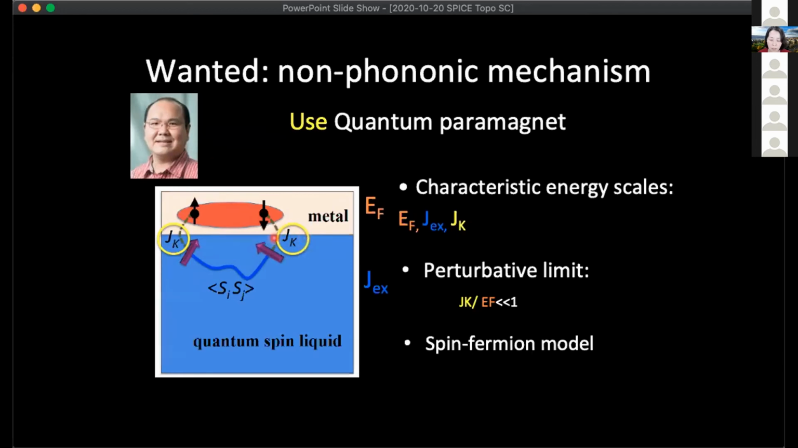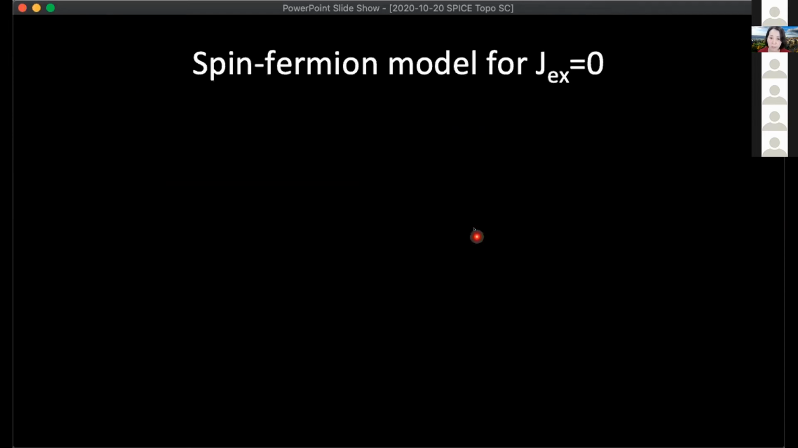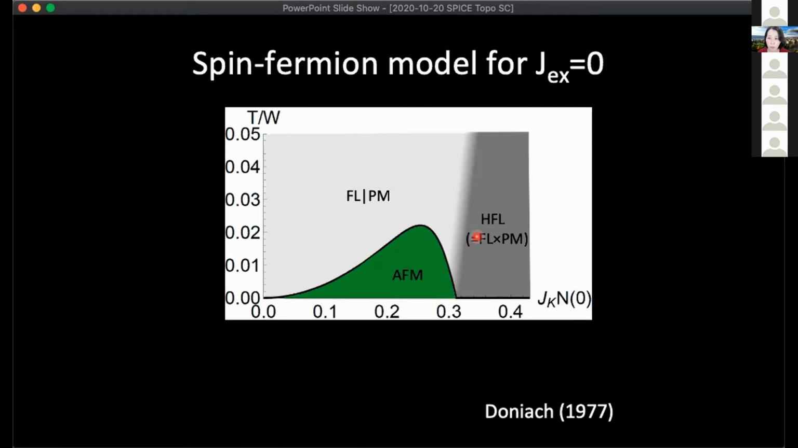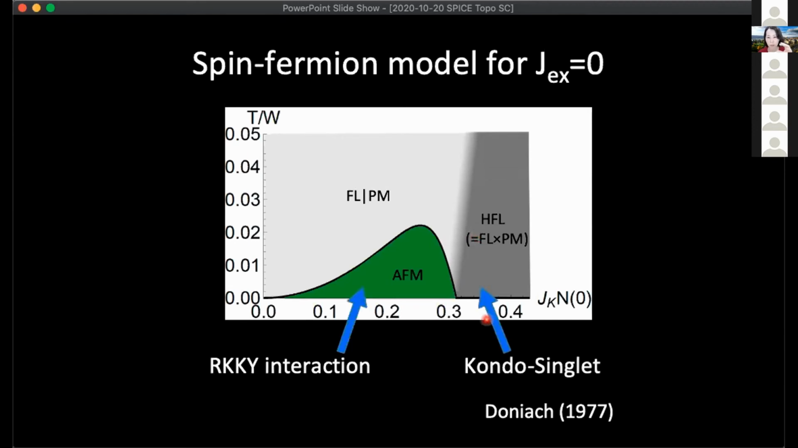Well, my scales are naturally organized. There is a natural hierarchy of kinetic energy, the magnetic energy scale, and the coupling. So I'm going to do perturbation theory. So this is, in essence, replacing phonon by spin fluctuation and making it come from a different material. Now, this spin fermion model that we used has already been studied for a long time. Without the spin side having the exchange interaction, that would be this Doniach phase diagram. You get Kondo singlets through the interface, and the RKKY interaction ordering the spin system when it does not have an energy scale of its own.